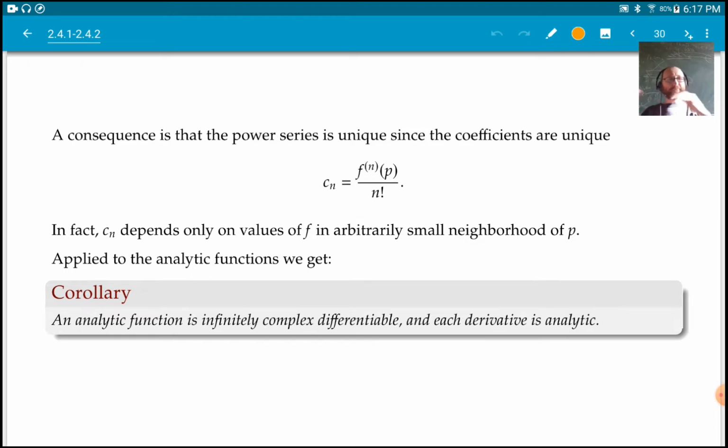So far we have this one direction. Analytic functions are holomorphic, and not just that, analytic functions are infinitely complex differentiable. And in particular, power series are holomorphic and infinitely complex differentiable, and their derivatives are power series again.